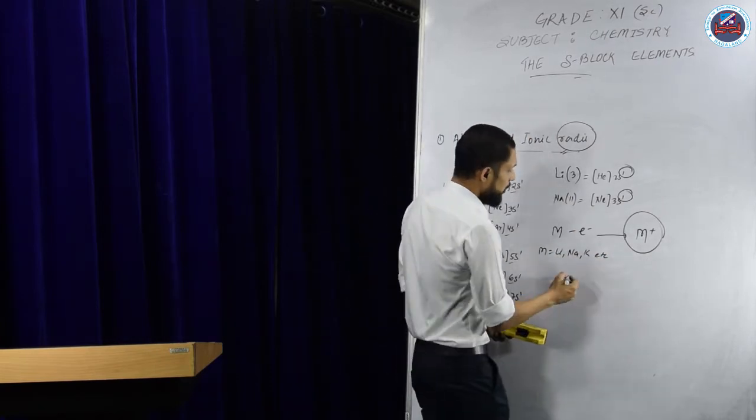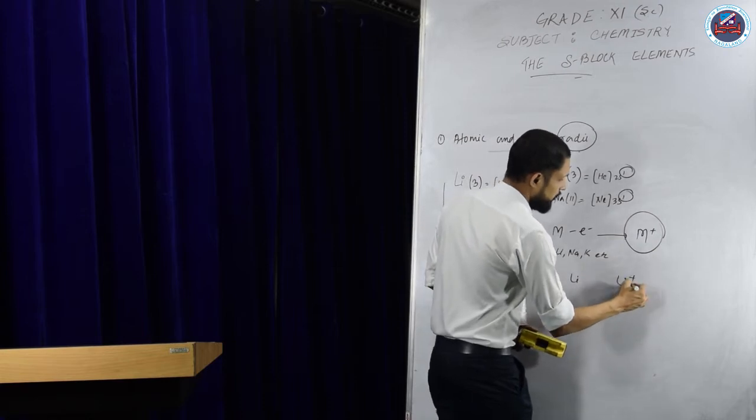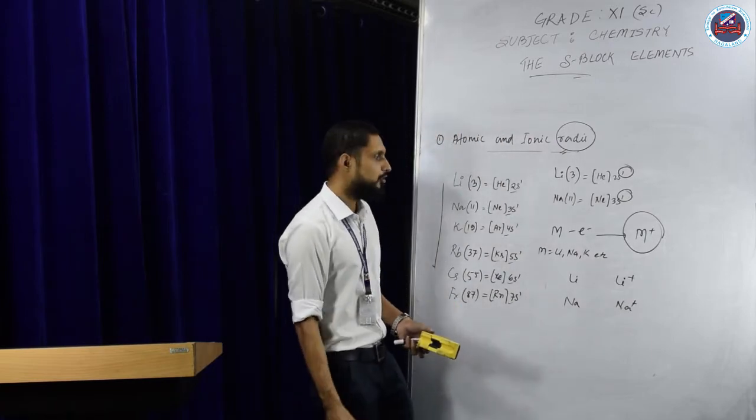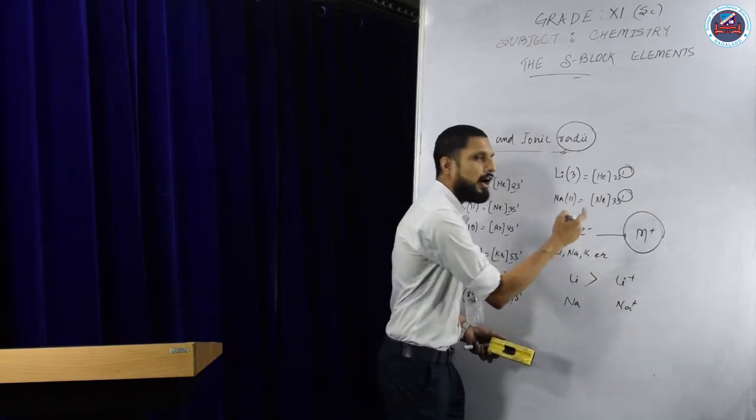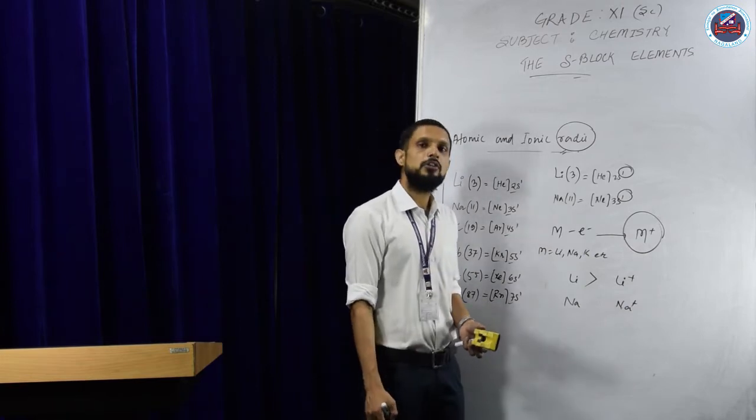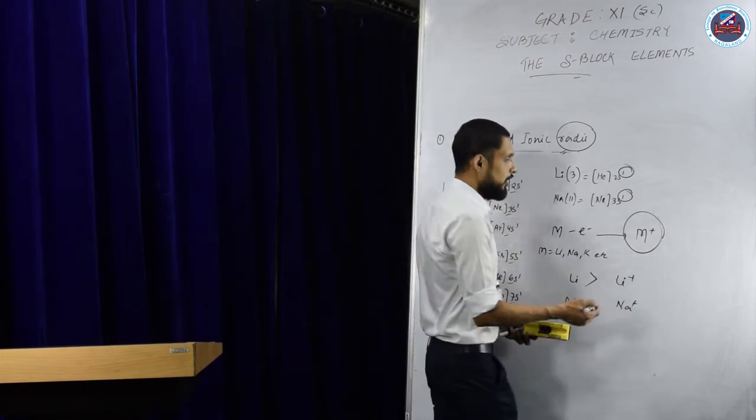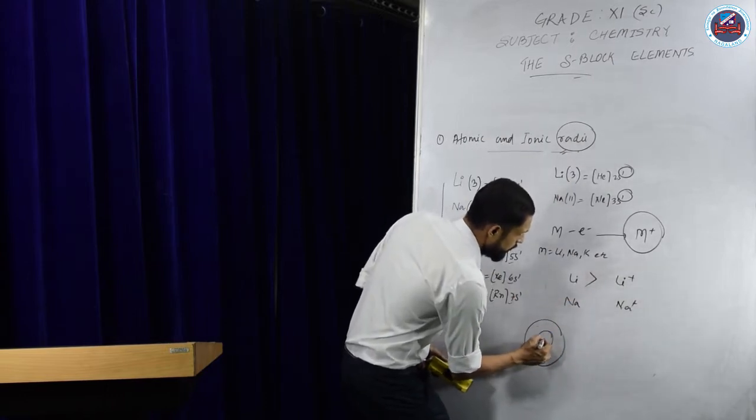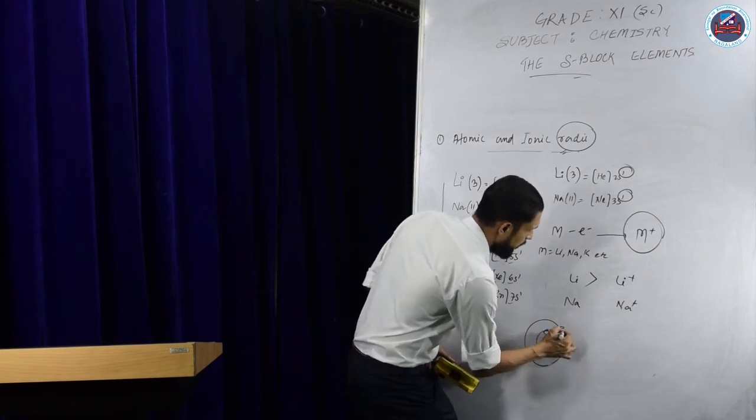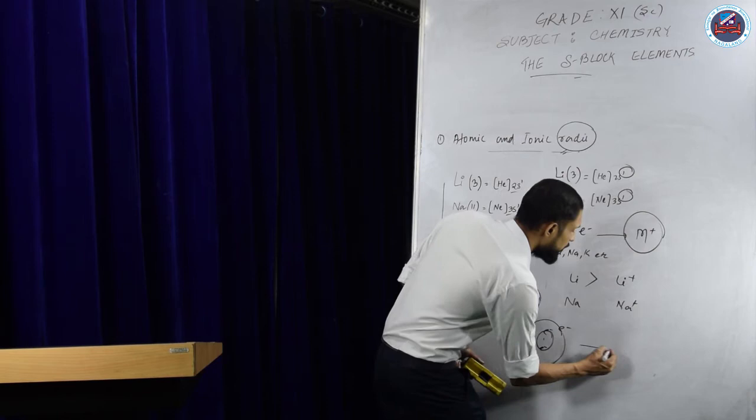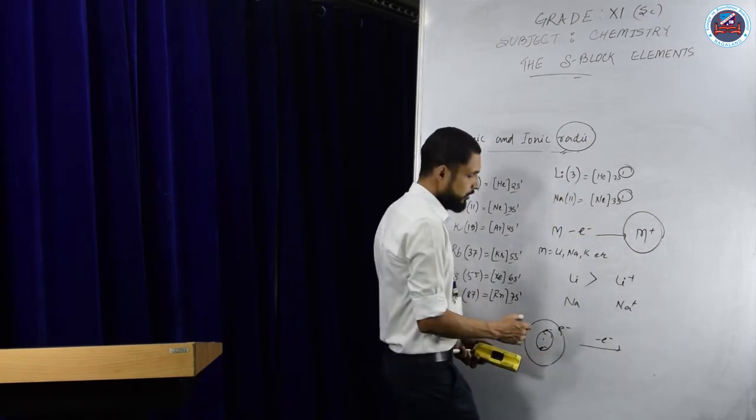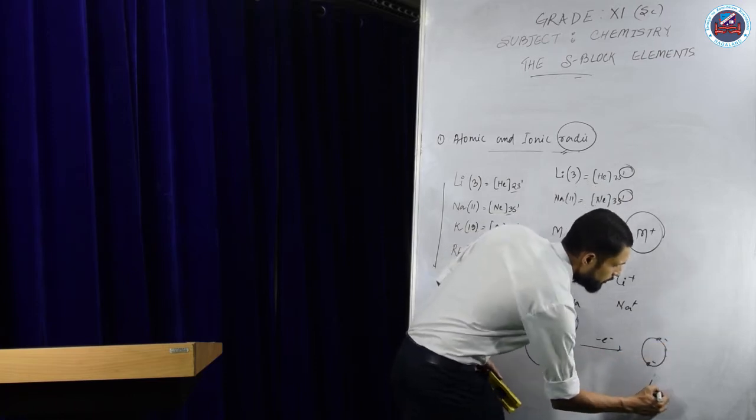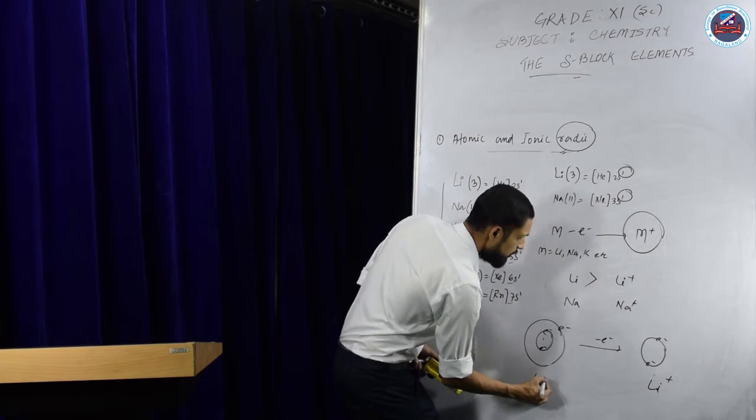Now if you compare Li and Li positive, or say Na with Na positive, the atomic radii is longer than the ionic radii, simply due to difference in the number of electronic shells. In case of lithium, you have two shells. Nucleus at the center, two electrons in the first shell, one electron in the outermost shell. Now if you remove one electron from the lithium, you have only two electrons. That means you have only one shell. So this is lithium positive, this is lithium.